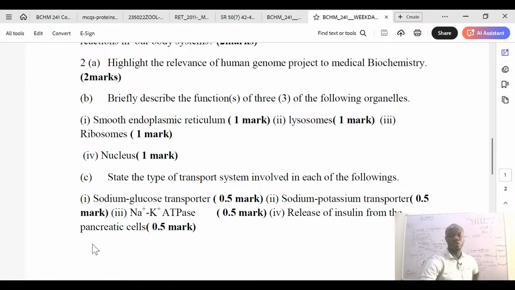So please, ladies and gentlemen, I want to ask this question. Which type of transport system do you think suits sodium glucose transporter? Please, I need an answer to this. Which type of transport do you think it suits?